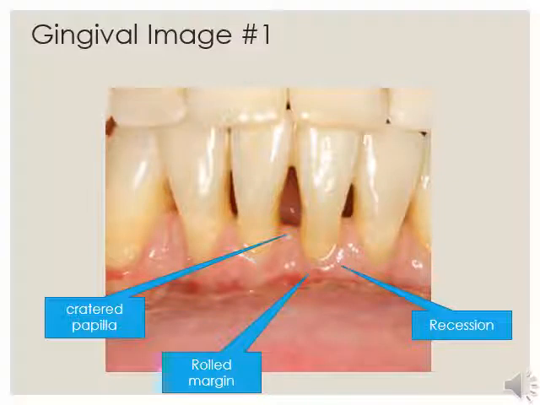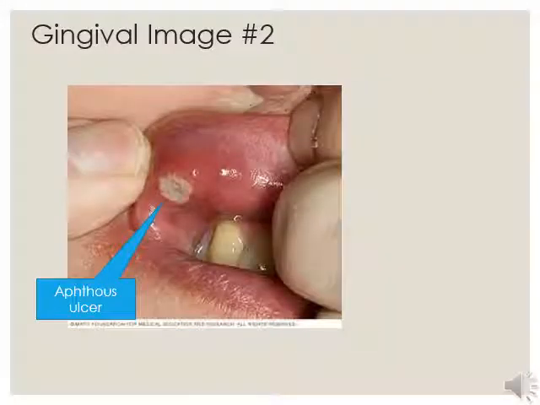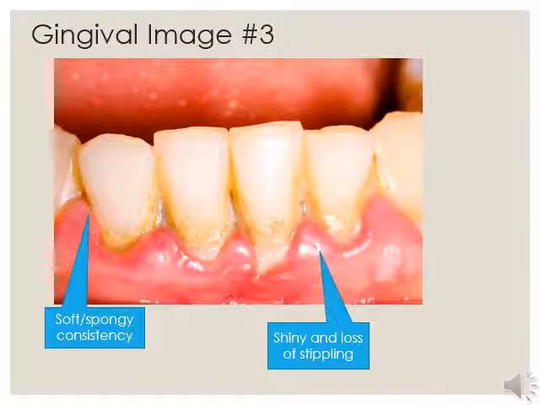Here are some pictures of her gingiva. In this one, we can identify the cratered papilla, the rolled margins, and the recession. This picture shows an ulcerated lesion, which is one of the side effects of her medication. In this picture, besides the calculus deposit on the teeth, you also can see her gingiva has a soft, spongy consistency and a shiny and loss of stippling appearance.